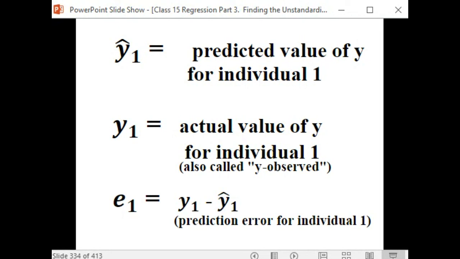Finally, here's the symbol for the prediction error of individual 1. This error is equal to the actual value of y minus the predicted value of y for individual 1. The error is the difference between the actual value and the predicted value and tells us how much the predicted value is off. The prediction error is also sometimes called the residual.